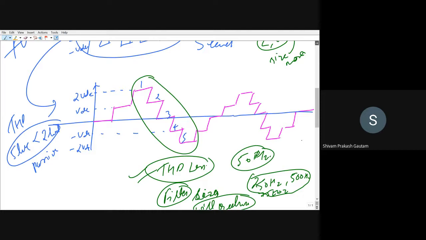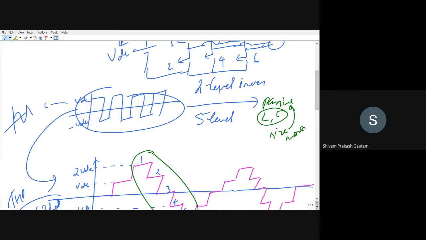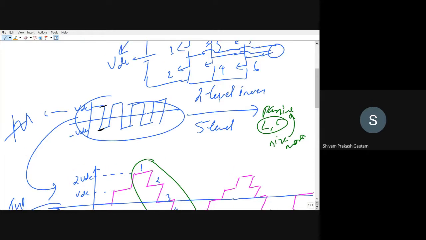What is the second advantage? If you can focus here, just see. It is directly switching from this VDC to minus VDC. That means voltage stress on the switches. Suppose the switch 2 is on, then again switch 2 has to turn off. Then you can see the voltage stress, that is VDC plus VDC, which will be twice VDC. So voltage stress on the switches will be more.